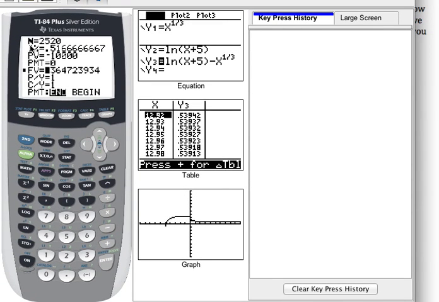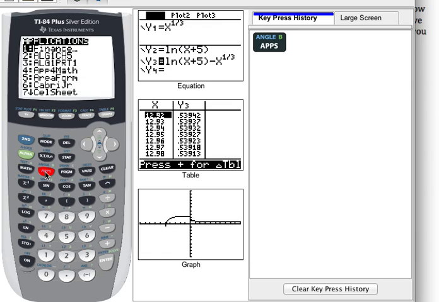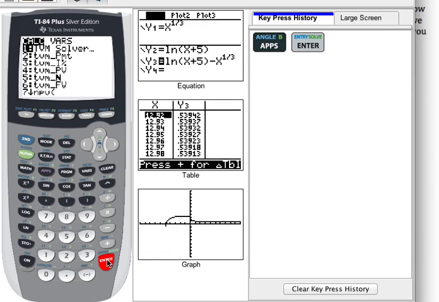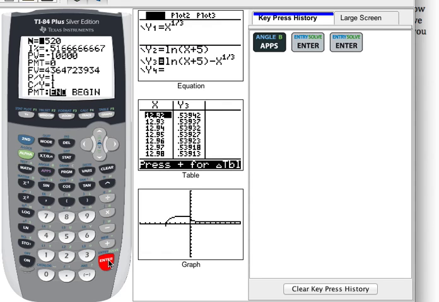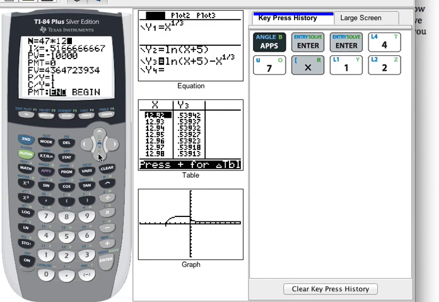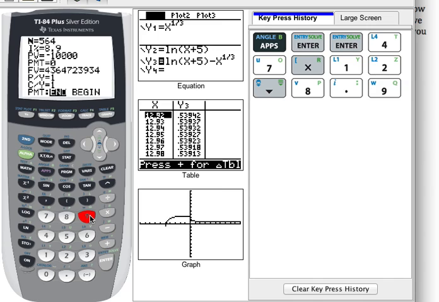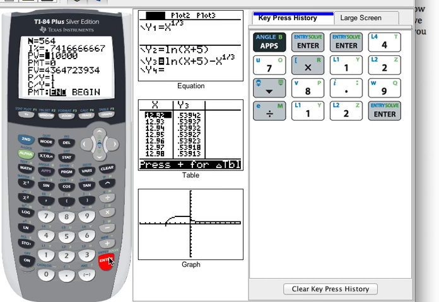So if we're in here, again, you want to go apps, finance, and then the TVM solver. Our number of payments here is going to be the 47 years times monthly compounds. It'll do the math for us, 564 months. Our interest rate is 8.9%. Since it's as percent, we'll leave it as a percent. But we want to divide it by 12 because it's compounding monthly. That gives me that periodic interest rate.